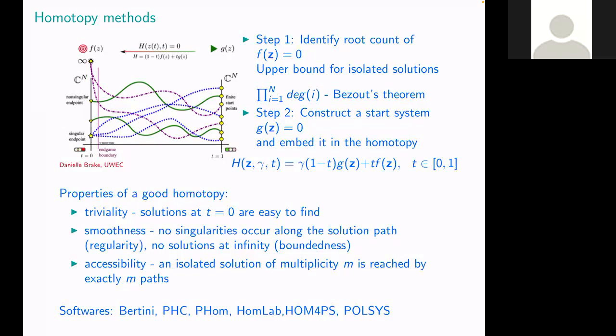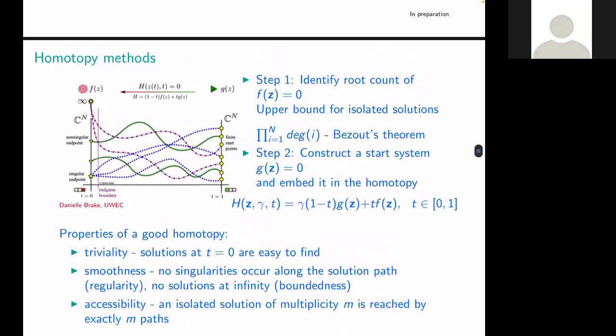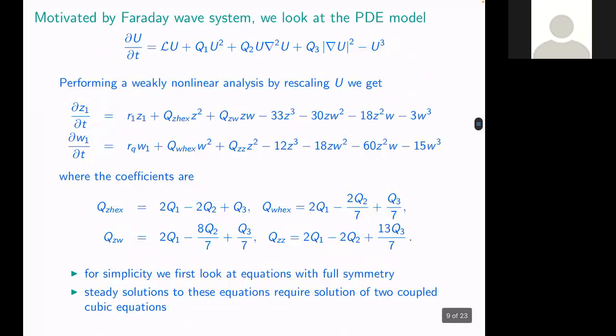We then construct a start system which has the same number of isolated solutions. So the simplest case would be if I were to take 2 cubic equations, I could just take Z cubed minus 1 equals 0 and W cubed minus 1 equals 0. All of the other coefficients that are here, for example, the coefficient of Z squared, the coefficient of ZW, consider that we've set them to 0. That system, Z cubed minus 1 equals 0 and W cubed minus 1 equals 0, still has 9 solutions. It's just that it's not even a coupled system, in the sense that we don't have any cross terms.